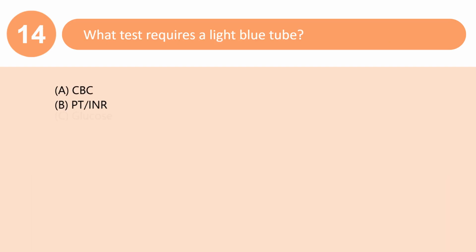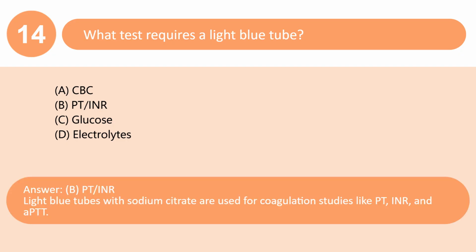What test requires a light blue tube? A. CBC. B. PT/INR. C. Glucose. D. Electrolytes. Answer: B. PT/INR. Light blue tubes with sodium citrate are used for coagulation studies like PT, INR, and APTT.